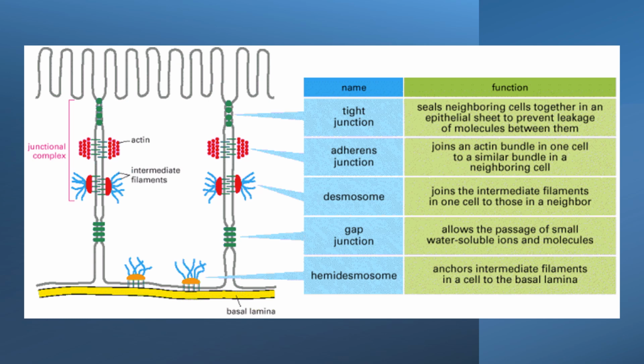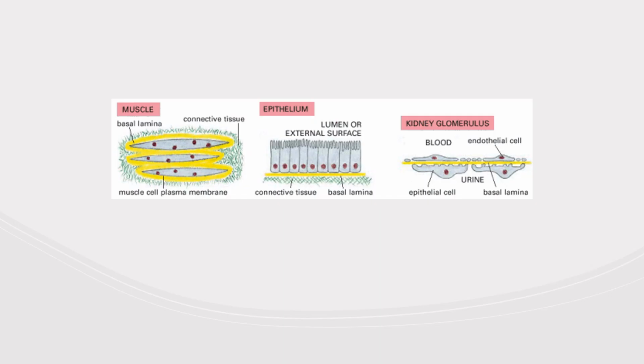Further, desmosomes function to join the intermediate filaments in one cell to those in a neighbor. Talking about the gap junction, it allows the passage of small water-soluble ions and molecules. Thereafter, the last important junction is the hemidesmosome, which functions to anchor the intermediate filaments in a cell to the basal lamina. Further, this slide shows the different types of organization of cells in different organs, for example in the muscle, epithelium, and the kidney glomerulus.